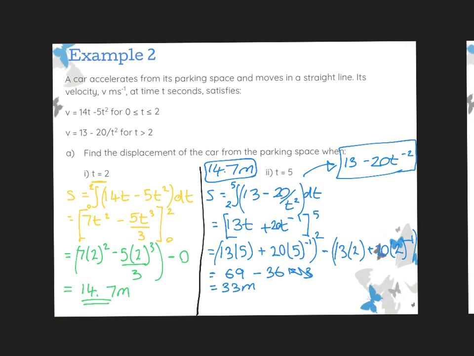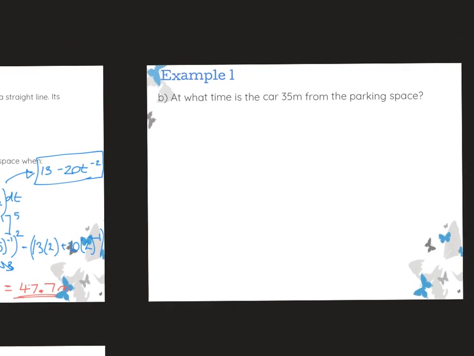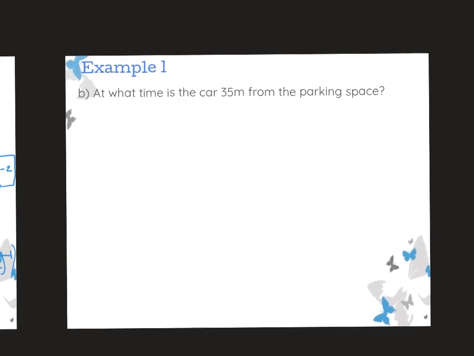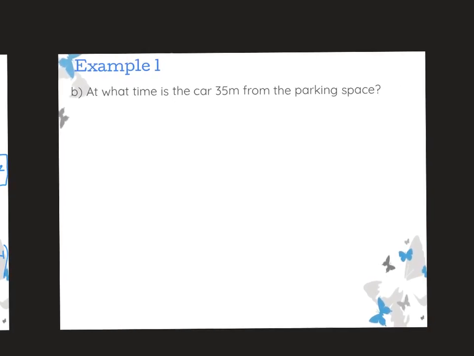Now we've got to go back between 0 and 2 seconds. We've got 14.7 metres for the displacement. Between 2 and 5, we've got 33 metres. So altogether, it's a total displacement of 47.7 metres. Right, part B. At what time is the car 35 metres from the parking space?